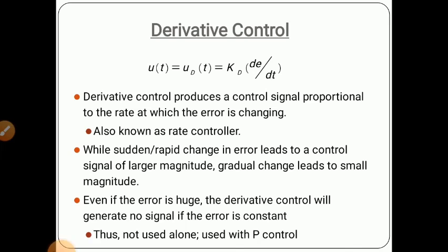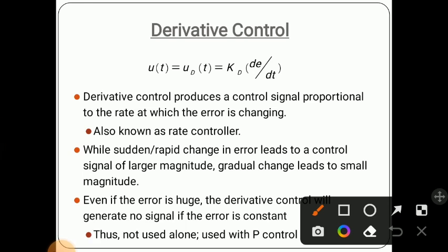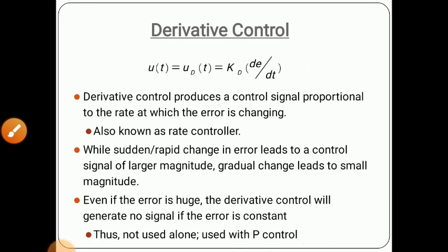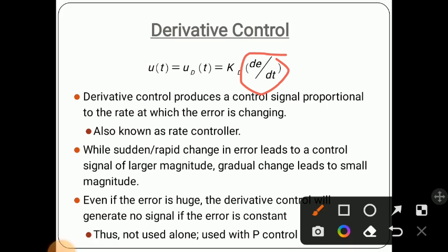While a sudden or rapid change in error leads to a control signal of large magnitude, gradual changes lead to a small magnitude. So you understand this concept. If there is a rapid change in error, that is dE by dt is large, then there will be a larger magnitude. If there is a gradual change in error, then there is a small magnitude. Even if the error is huge, the derivative control will generate no signal if the error is constant. The derivative of a constant is 0, that's why it will not generate any signal.